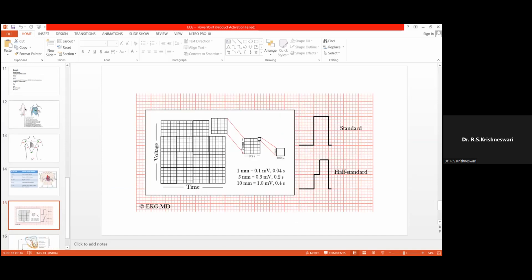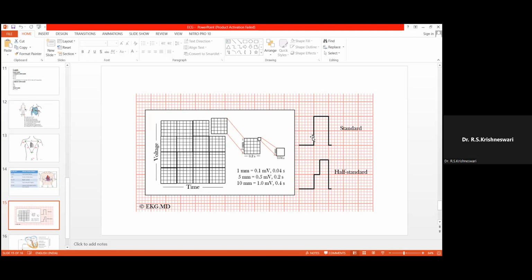This is regarding the ECG paper. ECG paper travels at a speed of 25 millimeter per second. So one large square is 0.2 second and one small square is 0.04 second. Regarding the height, 1 millimeter corresponds to 0.1 millivolt and one large square corresponds to 0.5 millivolt. And regarding the standardization, in a standardized ECG, the standardization is represented by 2 large squares.